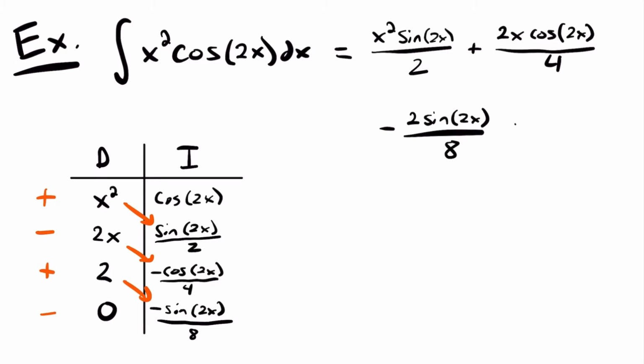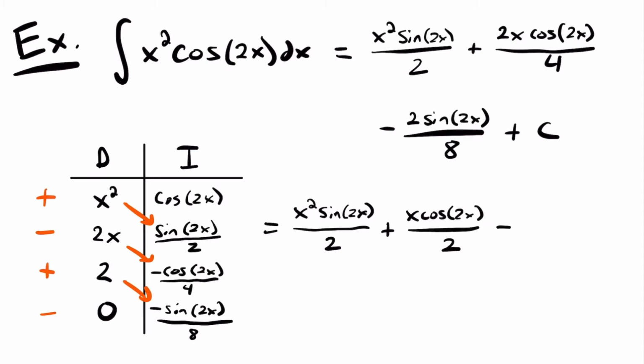Okay, and then don't forget your plus c. All right, now this would be our final answer, but we can actually simplify it a little bit. 2/4 will reduce to 1/2, and 2/8 will reduce to 1/4. And then I'll also try to write all of these terms on one line. And so we'll have that this is equal to x squared times sine of 2x divided by 2 plus x times cosine of 2x divided by 2 minus sine of 2x divided by 4 plus c.